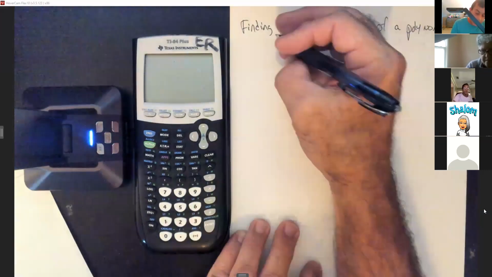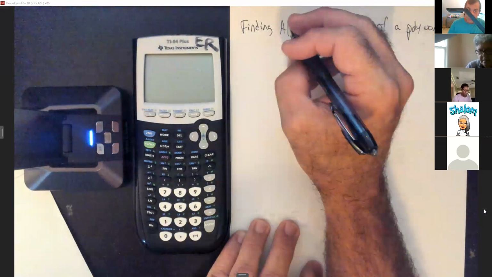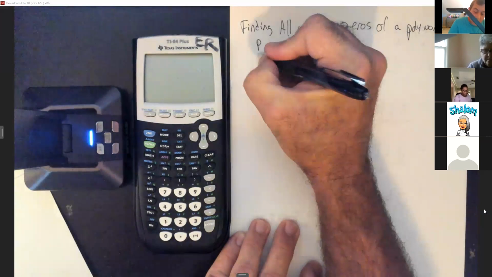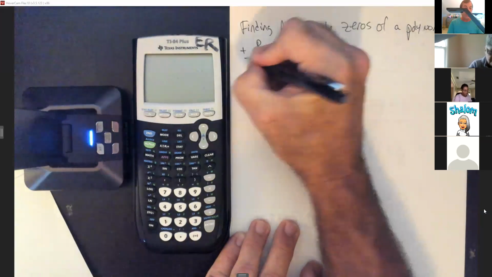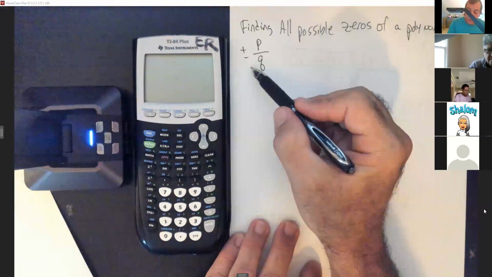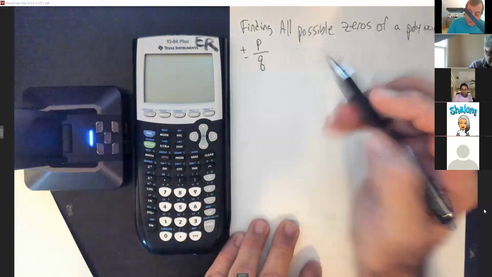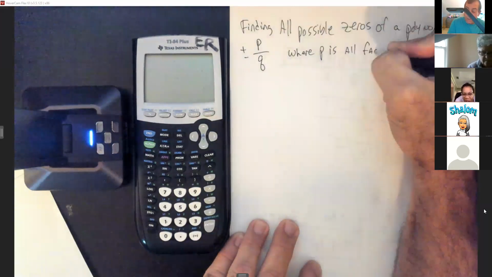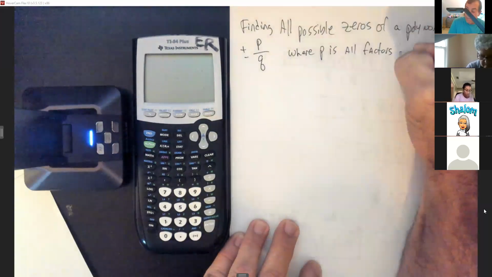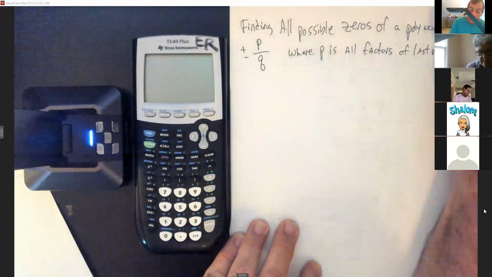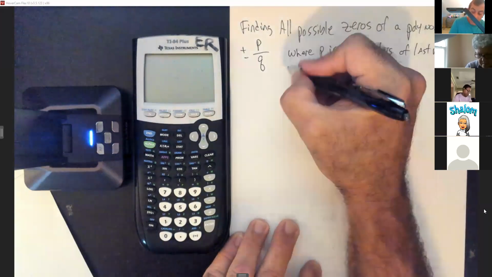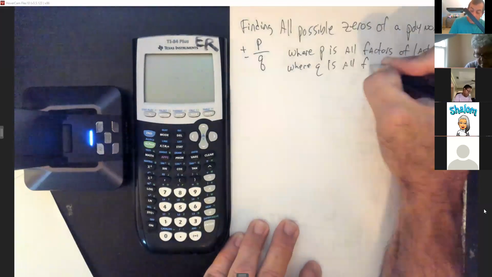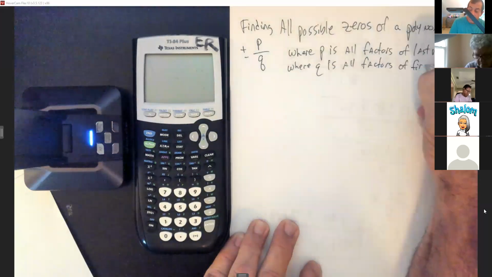So here's the trick. We find what we call P over Q, plus or minus P over Q, where P is all factors of the last number, Q is all factors of the first number.